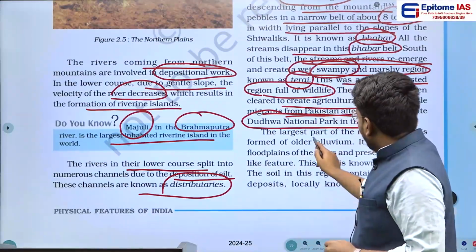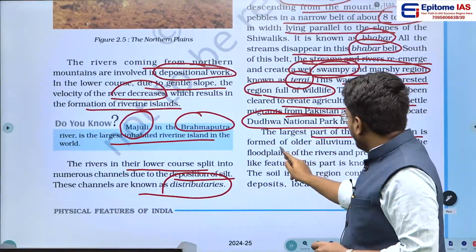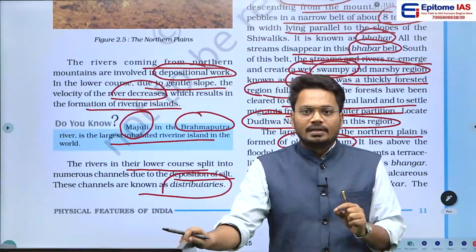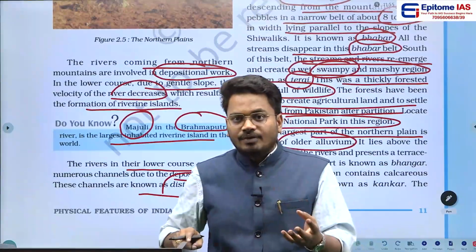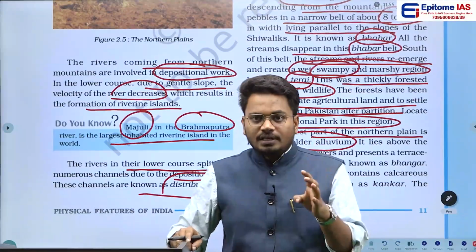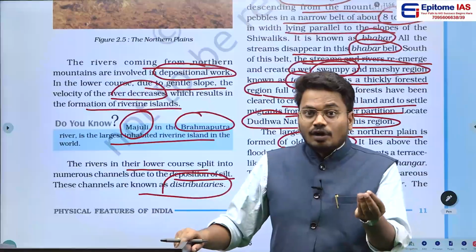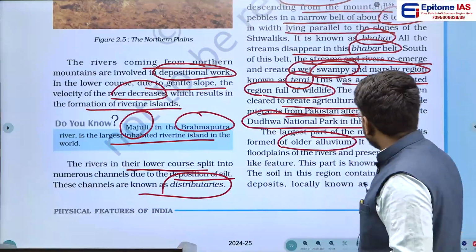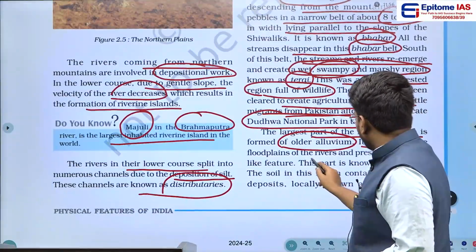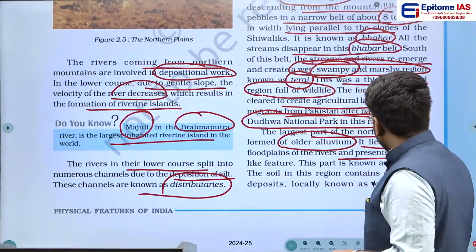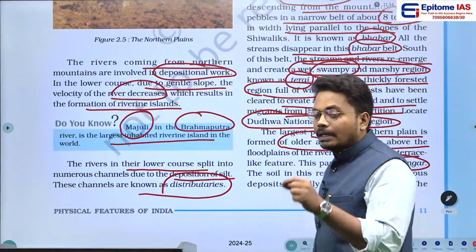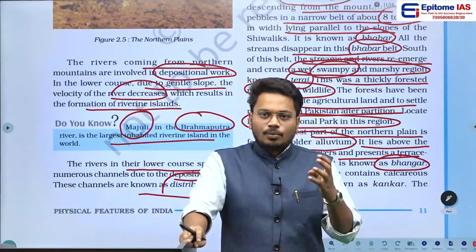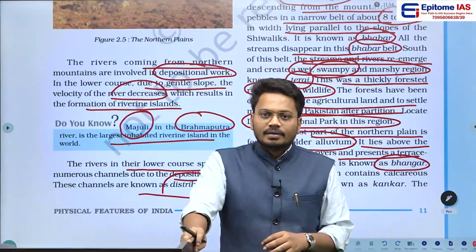Now, the largest part of the northern plain is formed of older alluvium. This is also an important thing. In statement-based questions, there is a probability that he might twist older alluvium with newer alluvium. The point is these northern plains have a high amount of older alluvium deposits. It lies above the floodplains of rivers and presents a terrace-like feature. This terrace-like feature is called Bhangar. Are you getting my point? You would have seen in previous year questions that the older alluvium soils are called Bhangar. Are you getting my point?